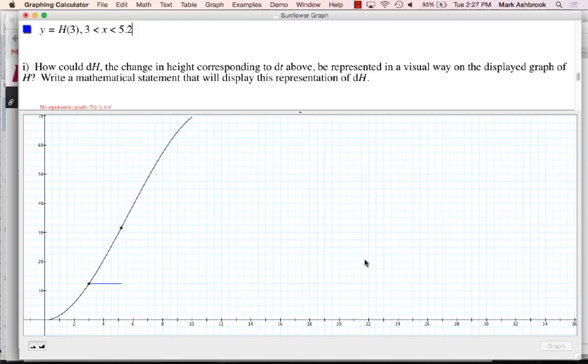Okay, so first of all, what would it be? I've got it in red for you there. So from here, up, down, left, or right? Okay, I'm going to go up. And this is going to show the corresponding change in height. Again, we don't want to draw it on there. We want to mathematically define it. Go, do it. Mathematically write a statement that will plot just those points.